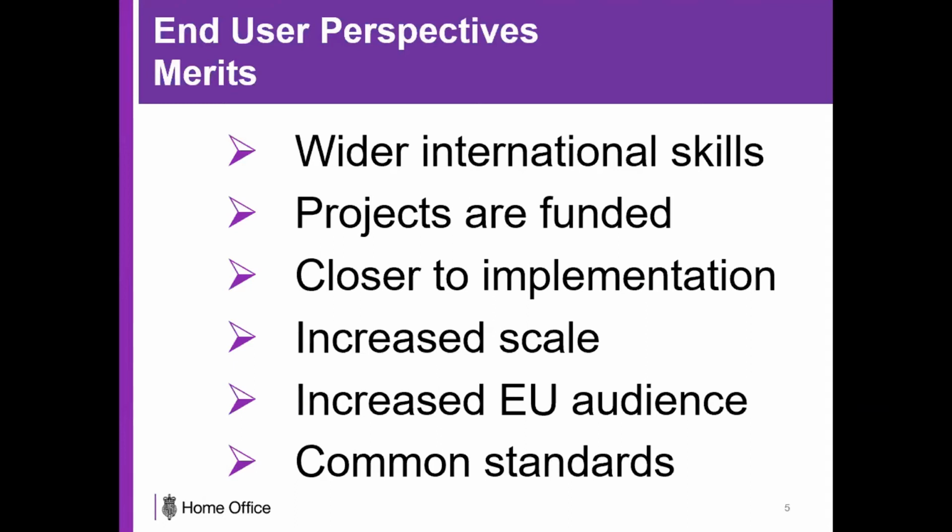Most of the stuff that we've been dealing with, as you look at the 2020 program now, is much, much further along the TRL scale than the old FP7 projects were. It's closer to implementation. They want people to be working in this particular area. And it increases the scale. You get access to people across the whole of Europe. It's a very big area, very big population, and very big access into business, into academia, and into the end user community, which is that increased EU audience.